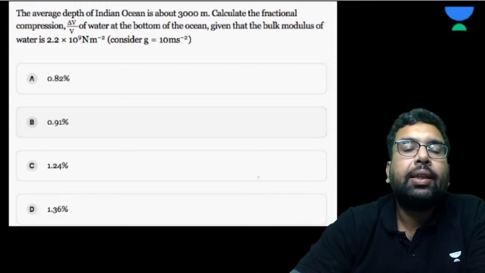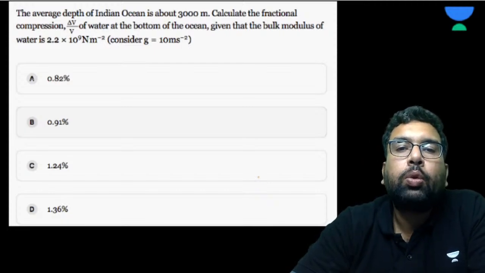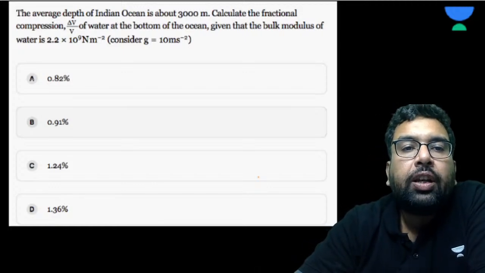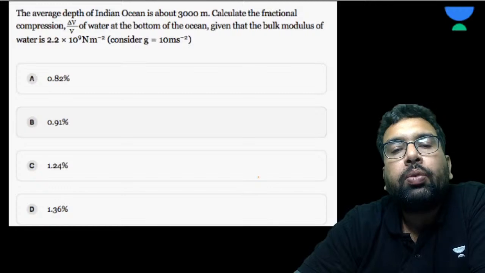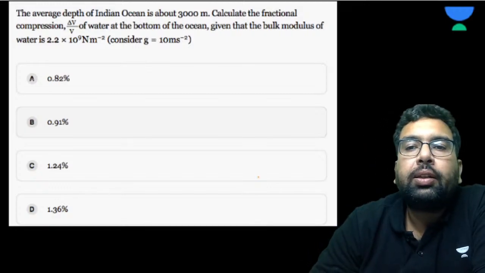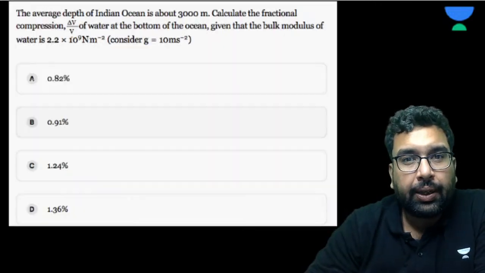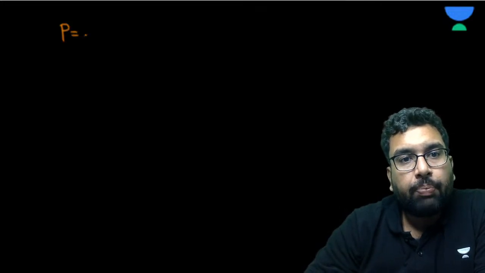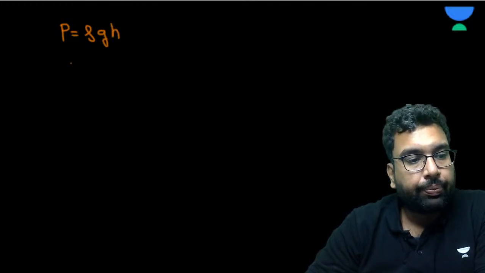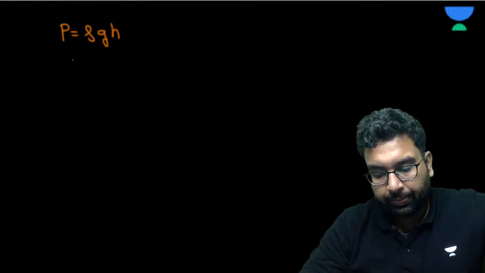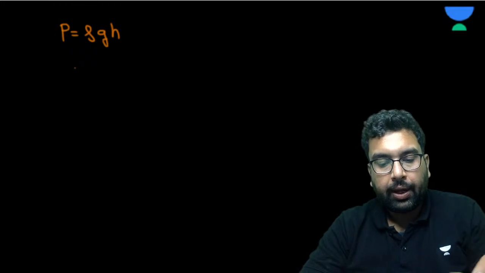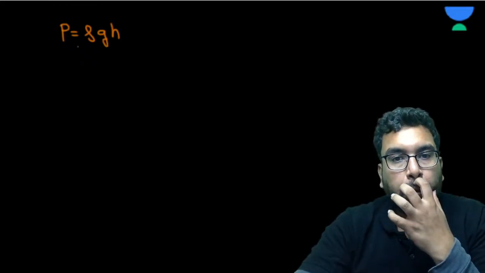Very good, Harsha. So it says the average depth of the Indian Ocean is about 3000 meter. Calculate the fractional compression delta V by V of water at the bottom of the ocean, given the bulk modulus of the water. So bulk modulus is given. You must be aware of the formula P is equal to rho g h. Are you aware of it?